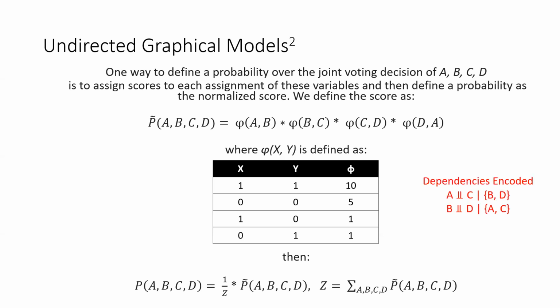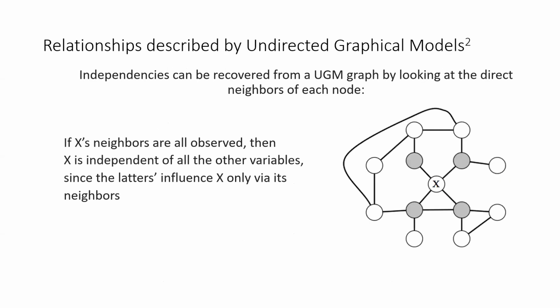We have the pros and cons, but we'll describe them. Any questions here? Okay. Now, what are the relationships that are described by undirected graphical models?